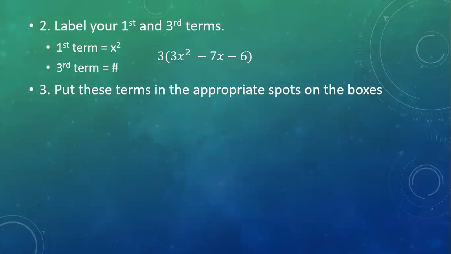So what you're going to do is you're going to label your terms. Your terms are 3x squared minus 7x minus 6. Your first term is the x squared term. Your third term is your constant or your number.